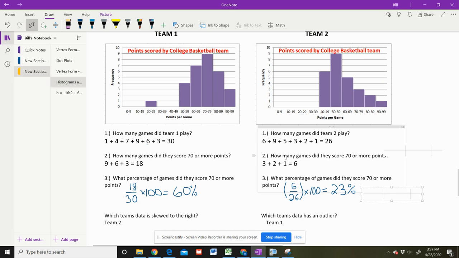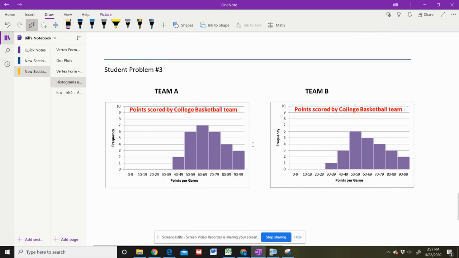Okay. So I'm going to go down to the next problem. It's very similar to this. You guys are going to answer the questions in the Edpuzzle, and then we'll move on from there to a Google form. So for this problem, you're going to use Team A and Team B. Points scored by the college basketball team are listed here. So again, this one has 2 games at 40 to 49, 6 games at 50 to 59. You're going to answer questions for Team A, and for Team B, you're going to answer questions. So I'll stop, and then you guys will move on to doing a Google form.